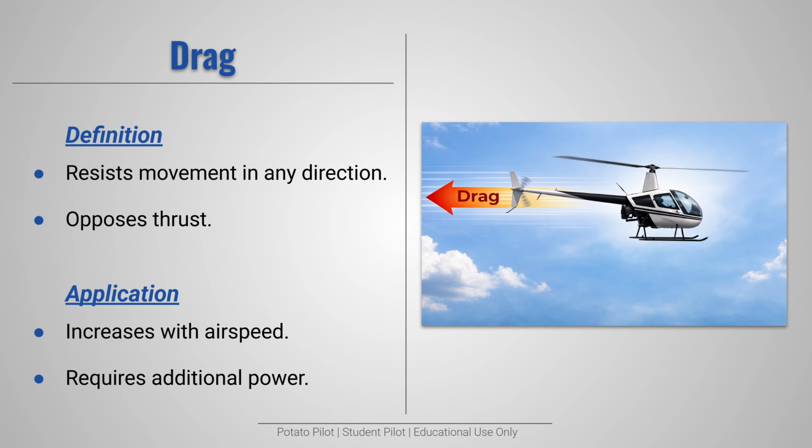Drag is the force that resists movement in any direction. It opposes thrust. Air flows across the fuselage, landing gear, mast, and tailboom. Resistance is created as a result. The faster we move, the greater the drag. To maintain airspeed, thrust must equal drag. To accelerate, thrust must then exceed the drag. Every movement forward requires overcoming that resistance.